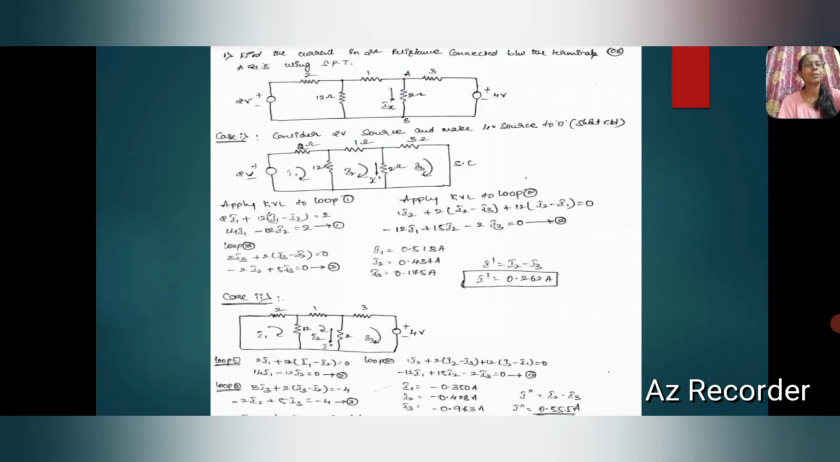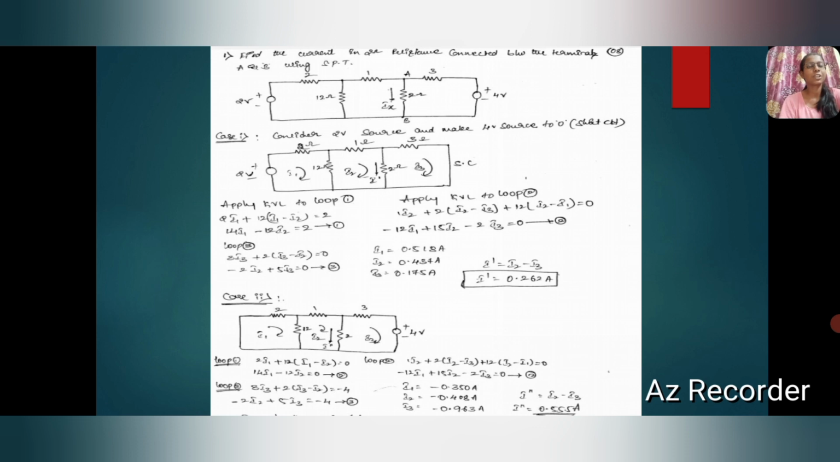The numerical for the superposition theorem is to find the current in the 2 ohm resistance connected between terminals A and B using the superposition theorem. As you can see in the circuit, we are given 5 resistors and 2 voltage sources. Now let us consider the 2 volt source and make the 4 volt source 0 by applying a short circuit. Case number 1 is to apply KVL for loop 1.